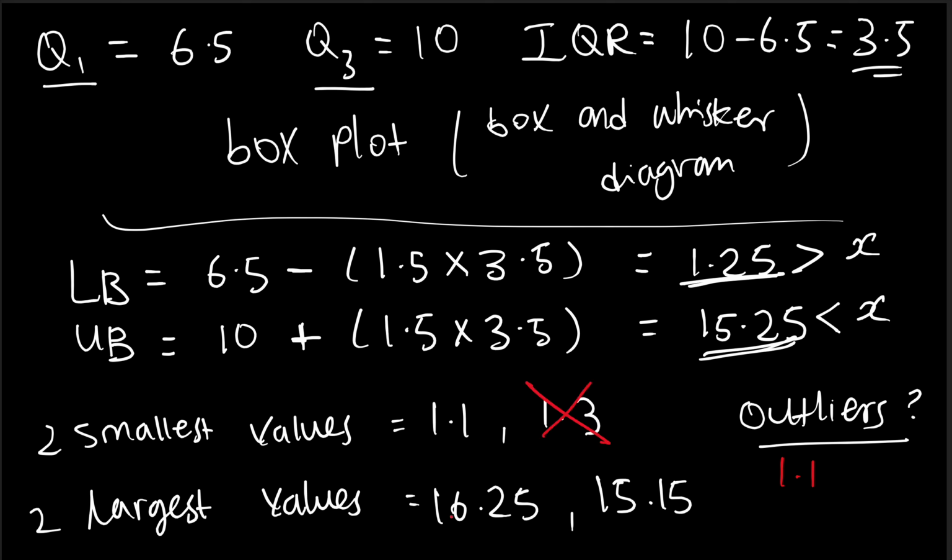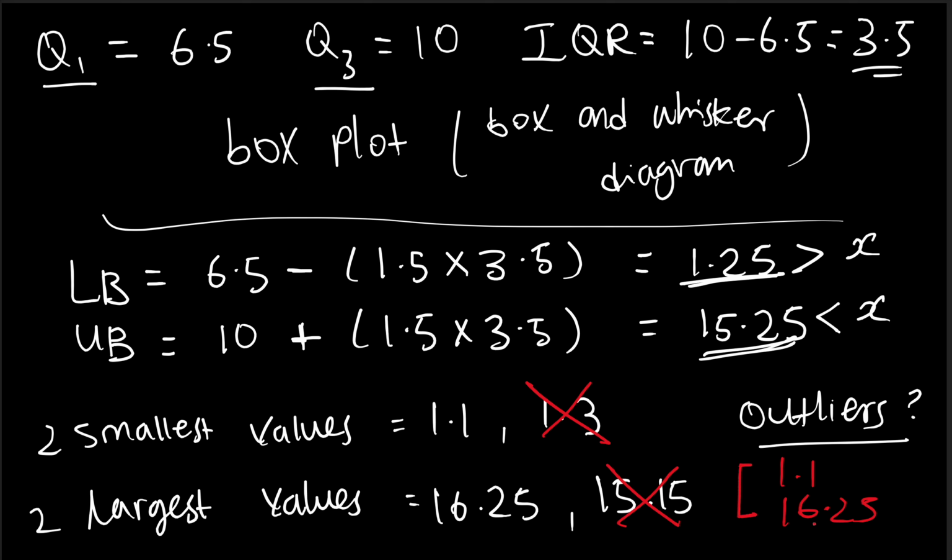Is 16.25 larger than 15.25? Yes, hence it's an outlier. Is 15.15 greater than 15.25? No, so it's not an outlier. So the two outliers are these values.